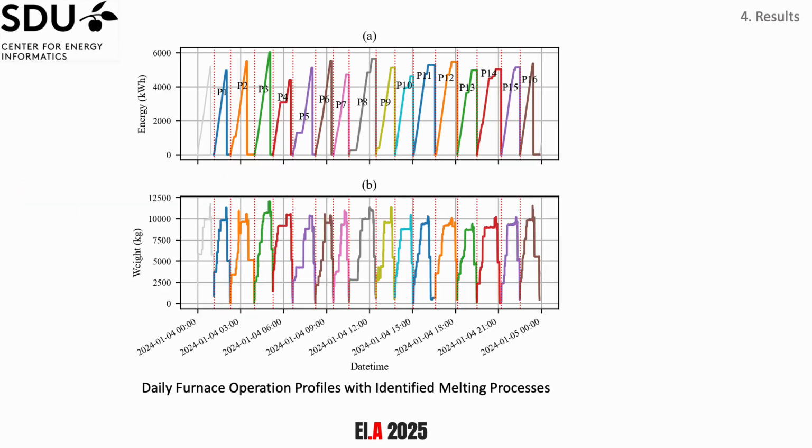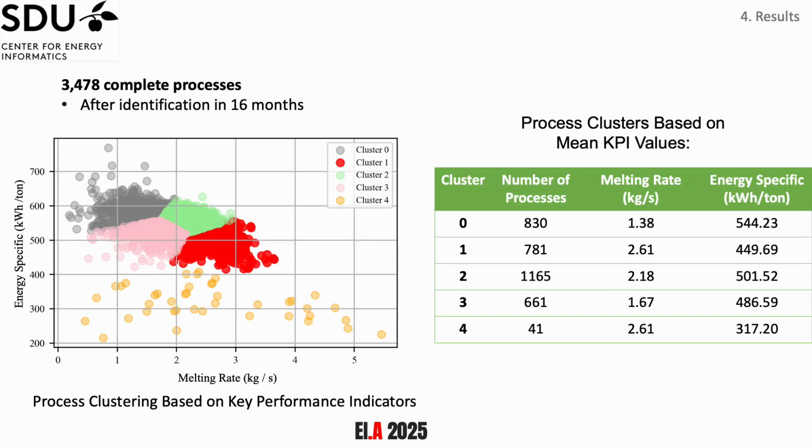And this is a result that shows an example of the identified melting processes in one day, and it shows there are 16 complete melting cycles. There are in total over 3,000 complete processes in 16 months.